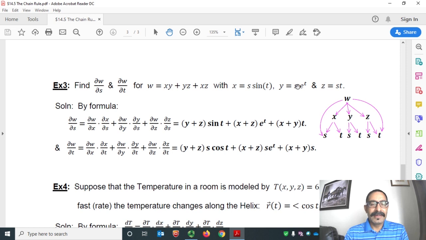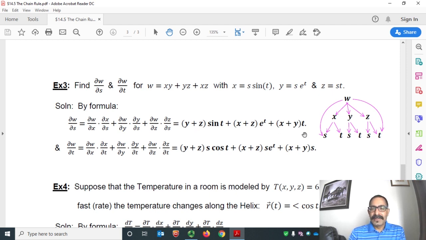Example 3. Find del w over del s, del w over del t for w equals xy plus yz plus xz with x equals s sine t and y equals s e to the t and z equals st. Great. Now let's begin the solutions. Let's look at the tree diagram. Here w is a function of x, y, z. X is a function of s and t. Y is a function of s and t. Z is a function of s and t.